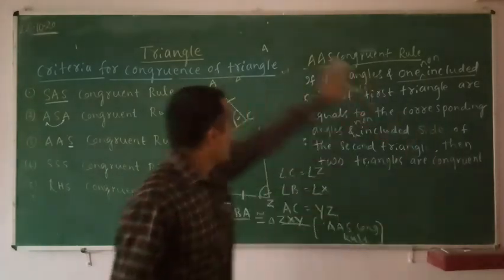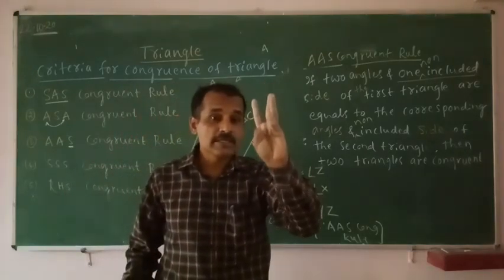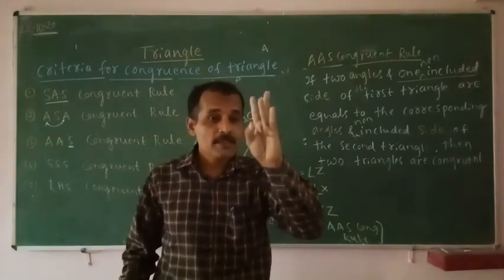Till then, you prepare all these things. Three different congruent rules I have told you. It is SAS, ASA, AAS.